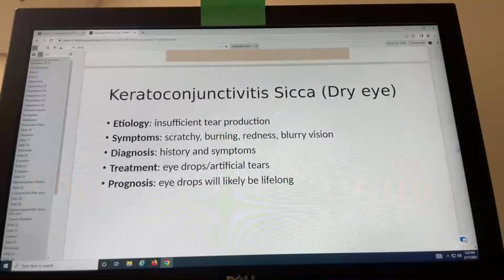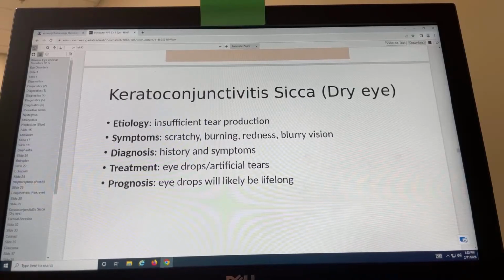All right, this is a very long word. Keratoconjunctivitis sicca. That's basically just dry eye. In this one, you're not producing enough tears for whatever reason. Going back to when we talked about the immune system, there was a lot of autoimmune disease that can attack the mucus secreting membranes. So this isn't always autoimmune, but it could be. Symptoms are scratchy, burning, redness, and blurry vision, just because your eyes are being irritated from being so dry.